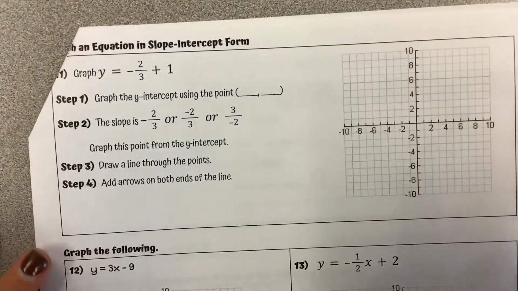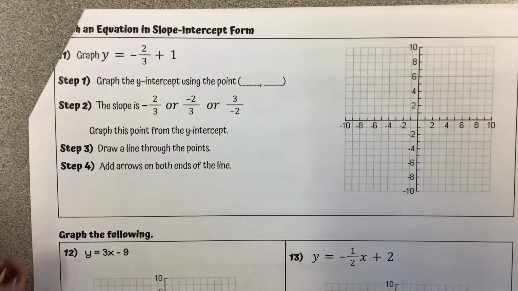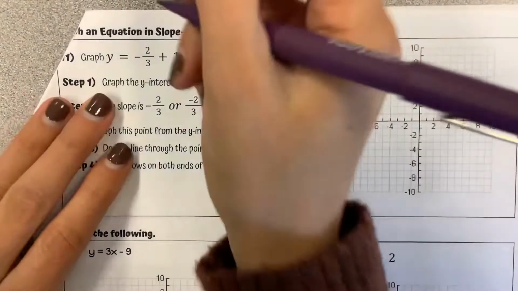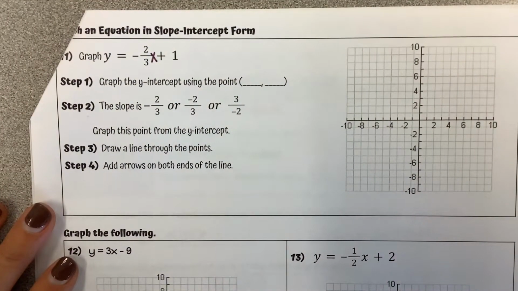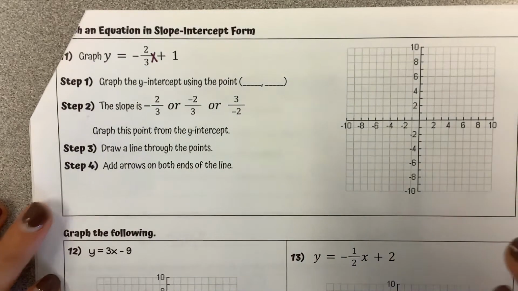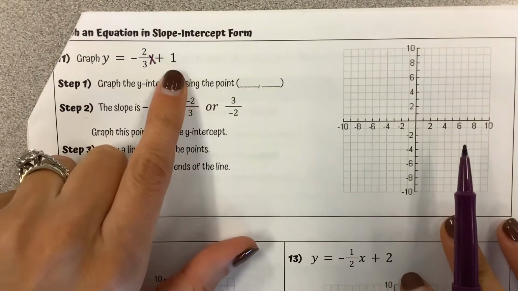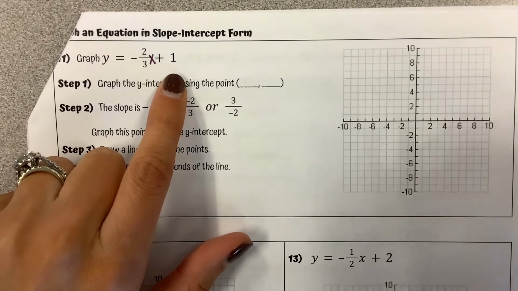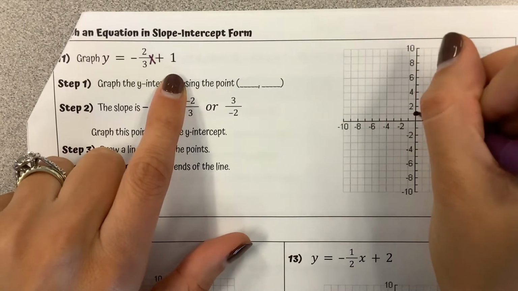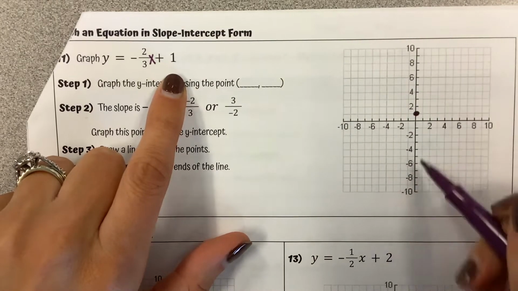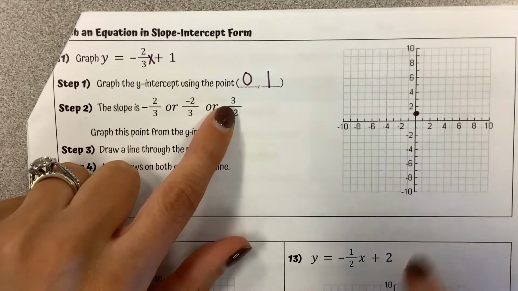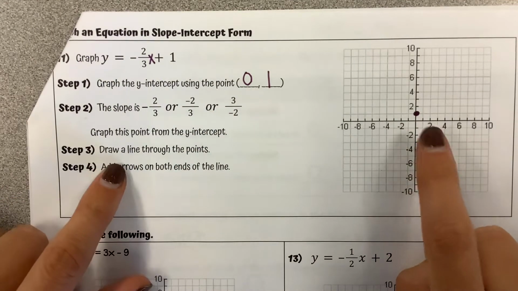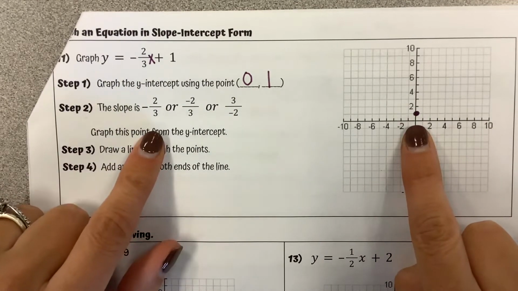All right, now graphing. So instead of writing the equation from the graph, we are going to graph given an equation. So y equals negative 2/3 x plus 1. Graph the y-intercept using what point? Well, first we're doing the intercept. If it's at positive 1, we should know that it's just right here, 1 on the y-axis. And we know the x value is 0, the y value is 1. That's where it intercepts. From here, we're going to apply the slope.